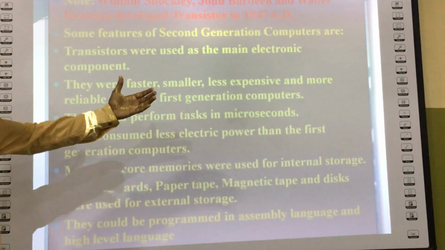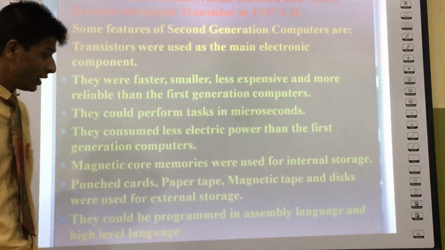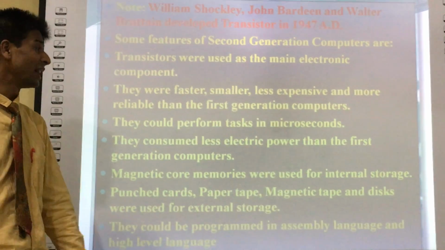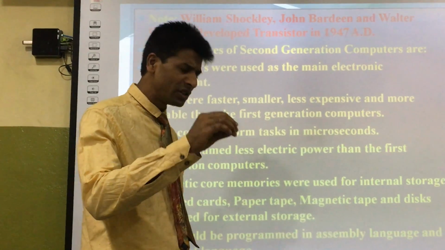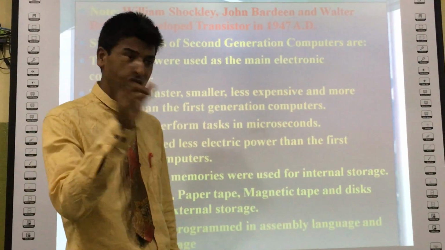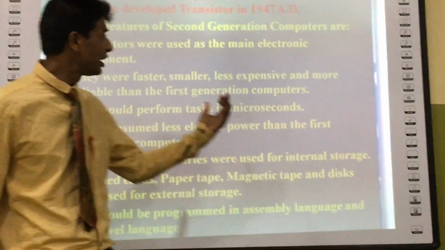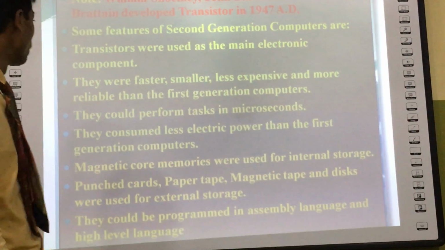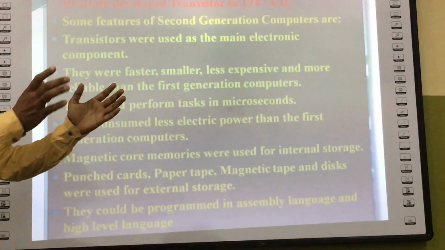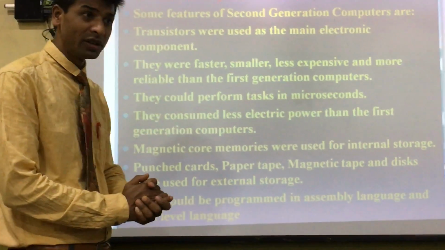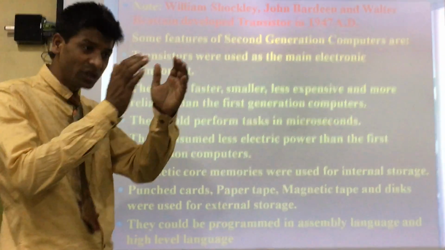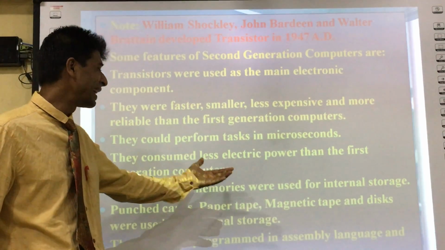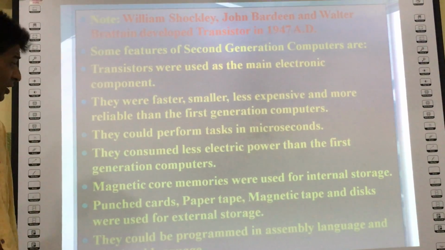Here are some features. I told you already, transistors were used as the main electronic component. Likewise, in first generation computers, vacuum tubes were the main component. They were faster, smaller, less expensive and more reliable than the first generation computers. If we compare the shape and size of first and second generation computers, of course the second is smaller. They could perform tasks in microseconds. They even consumed much less electricity than the first generation computers.